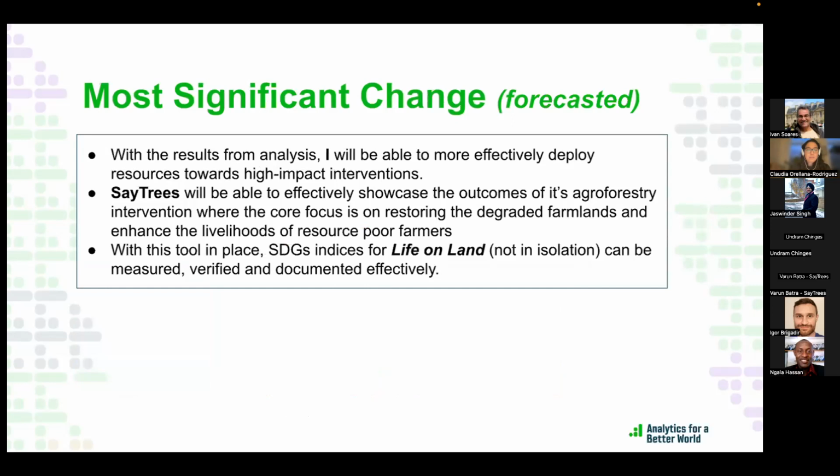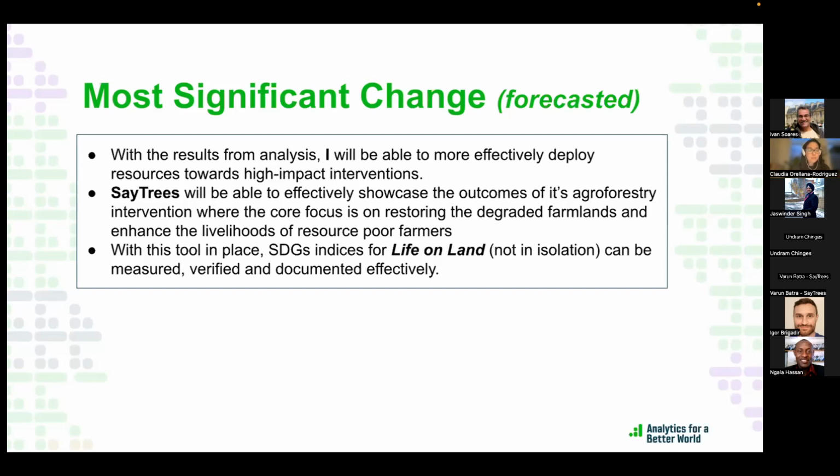Moving forward, what change I forecast with this tool in place is, first, in coming years we'll be working on a larger scale. Even the government of India has put up a target to restore 5 million hectares of land outside forest. These are all degraded lands, and we tend to focus on 40% of that location. So I'll be able to more effectively deploy resources toward high impact interventions. My organization, on the other hand, will be able to showcase the outcomes of its intervention, whose core focus is restoring degraded farmlands and enhancing the livelihoods of resource-poor farmers. This goes hand in hand with the landscape restoration project.